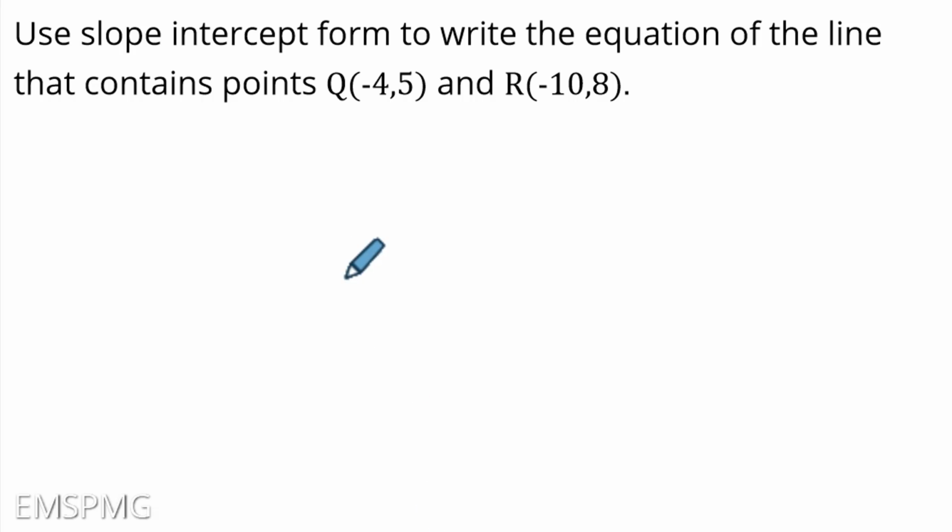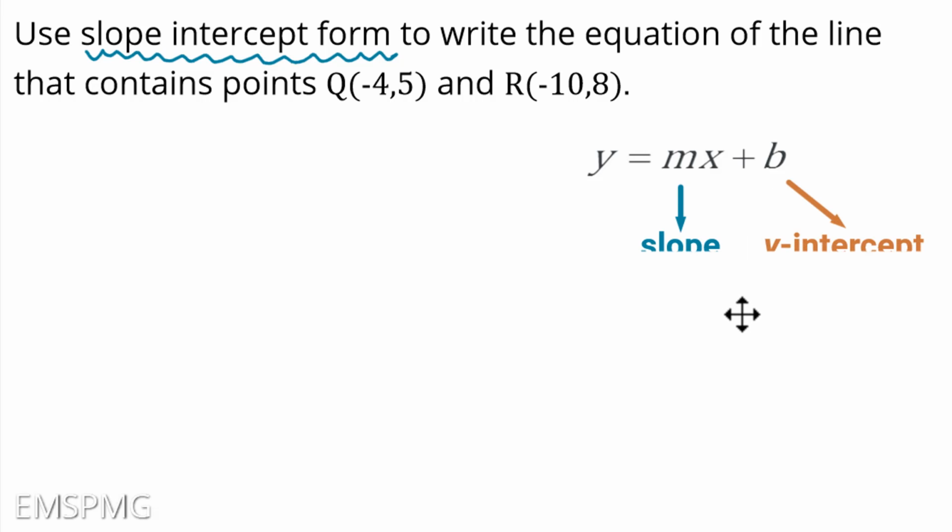We need to look at what the important words are here. We need to make sure that we're using slope-intercept form. That's what we've focused on so far, and hopefully you are pretty comfortable with it by now. For slope-intercept form, remember, it is y equals mx plus b. The whole point of slope-intercept form is that it gives you your m, which is your slope, and your b, which is your y-intercept value. So this is a very helpful format, especially when you are asked to graph afterward.